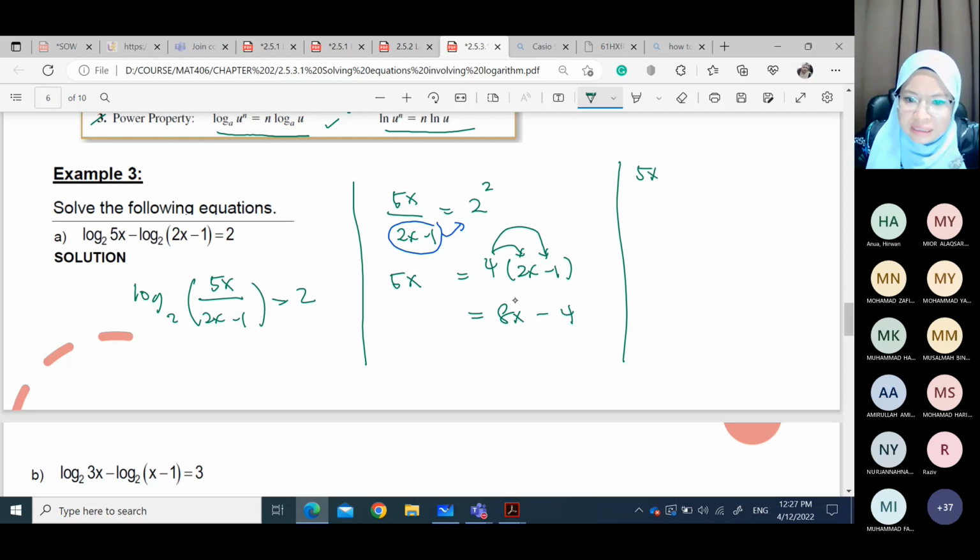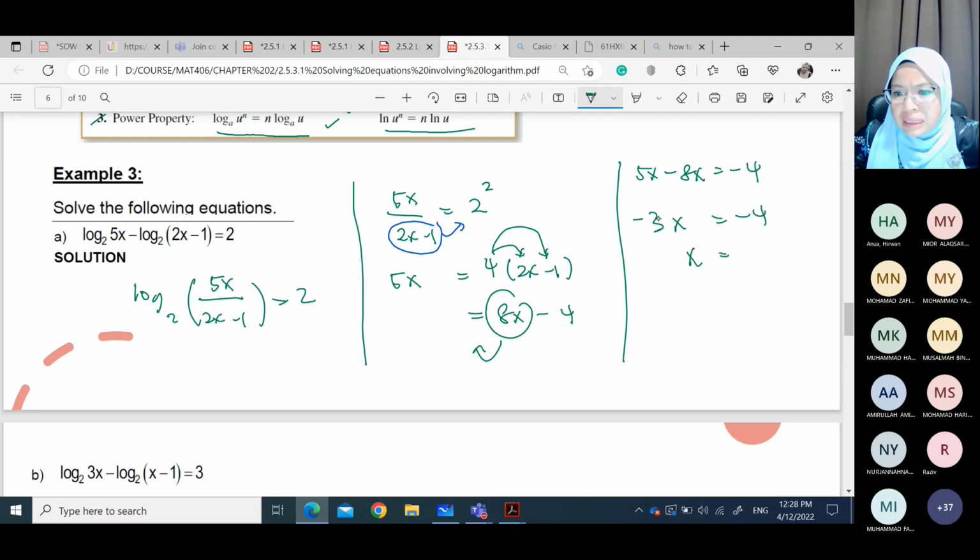5x. 8x ni kita bawa ke sebelah dan dia akan jadi tolak. Tolak 8x equals to negative 4. Okay. So selesaikan untuk ni. Kita ada unknown yang sama which is x. So we can solve. So 5x minus 8x, we have negative 3x equals to negative 4.